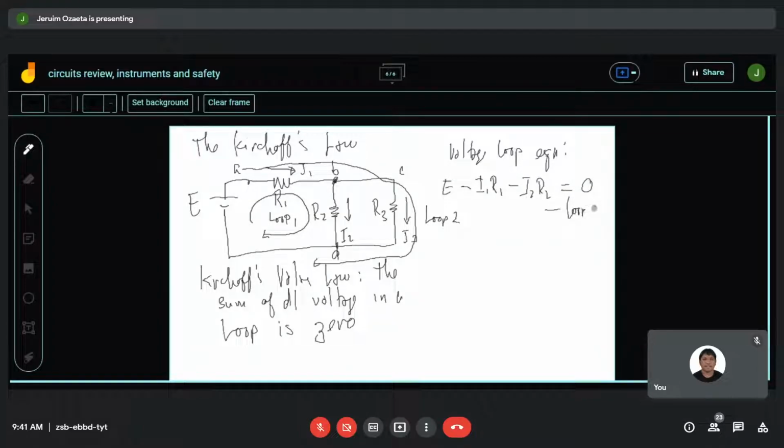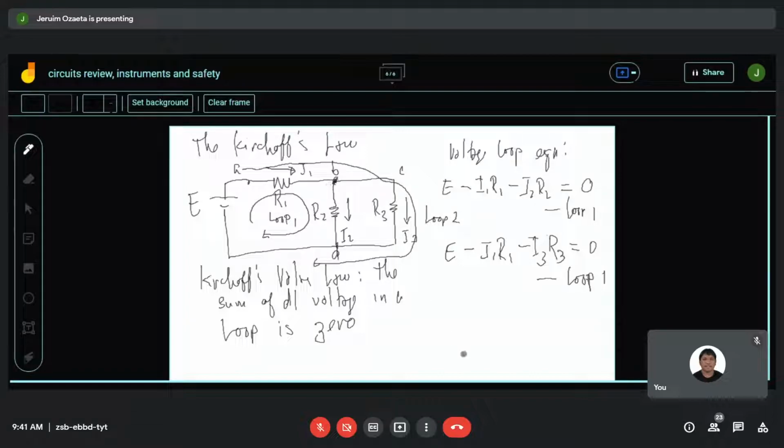Another loop: E is equal to E minus I sub 1 R sub 1 minus I sub 3 R sub 3 equals to 0. This is for loop 2. You have 3 unknown currents, I sub 1, I sub 2, and I sub 3.